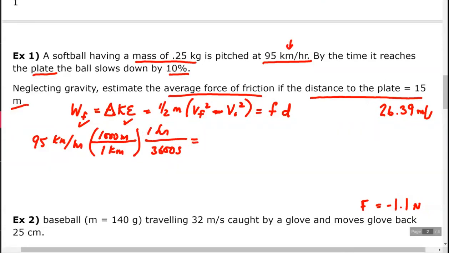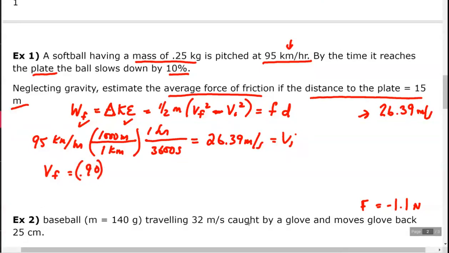And when you work all that out, I actually have it over here. If you do it right, you get 26.39 meters per second, and we're not going to go significant digits to the end. So that's the initial velocity. Now, what is the final velocity? Well, if it slows down by 10%, then it's 90% of what it used to be.